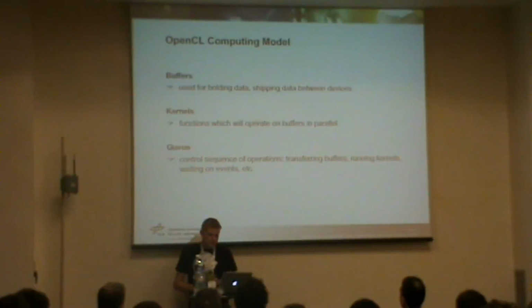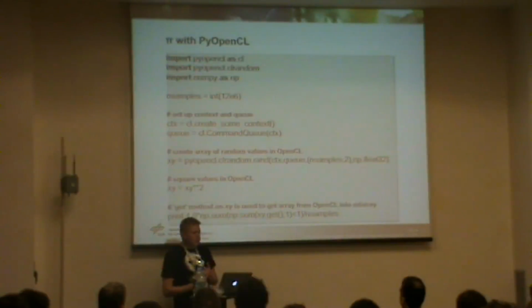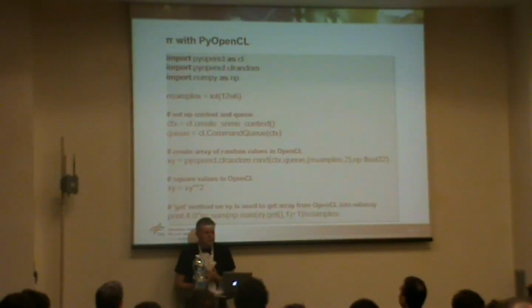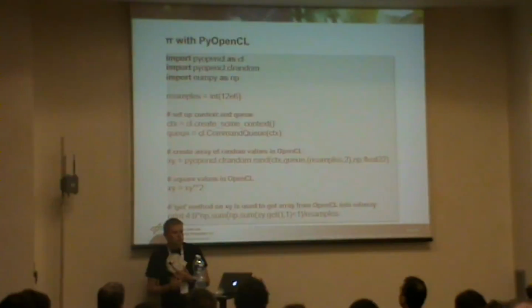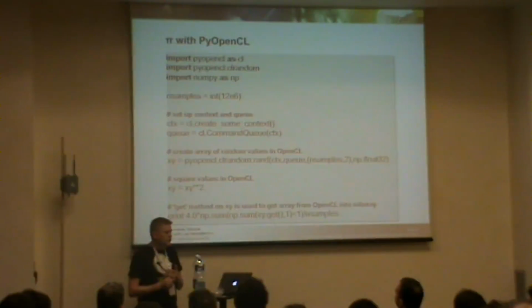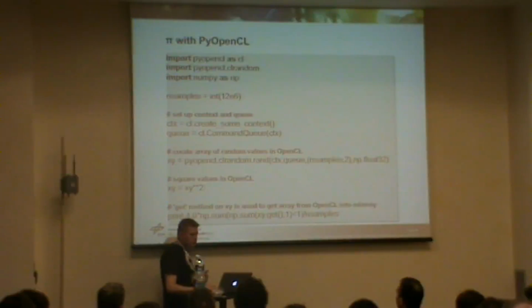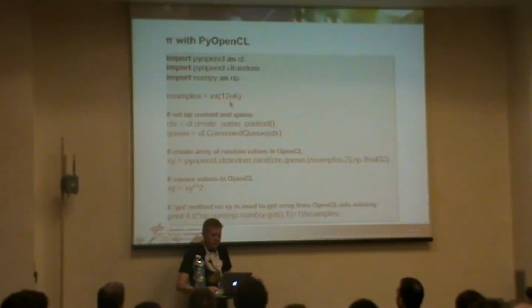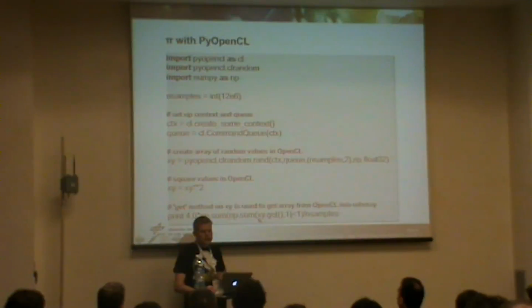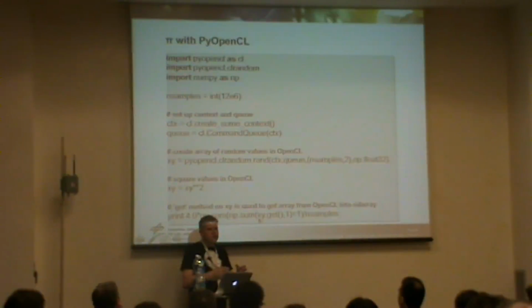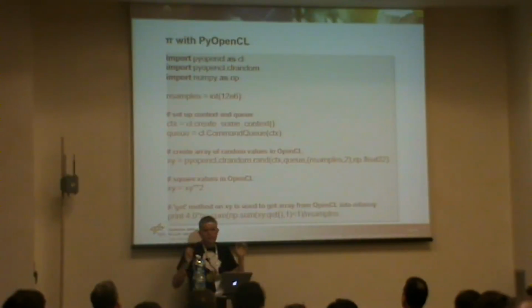Computing model, or skip this. The computation example in PyOpenCL, just to show how short it is. The number of lines is even shorter than in the API work. Just do a couple of samples, distribute the samples, and afterwards you get the results from the different compute places.